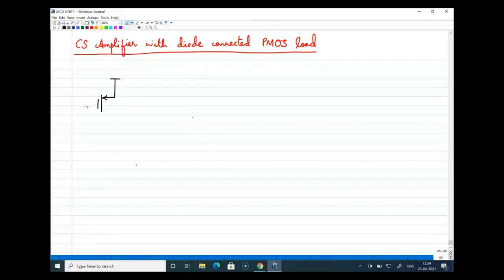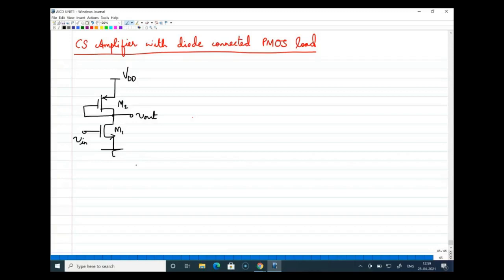So I hope you remember the circuit. This is your input device, this is Vin, this is Vout, this is the M1 device. Now the load device here, M2, is a PMOS. To make it diode connected, I am just connecting the drain and gate together, and this is connected to VDD.